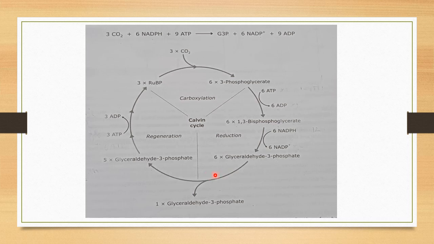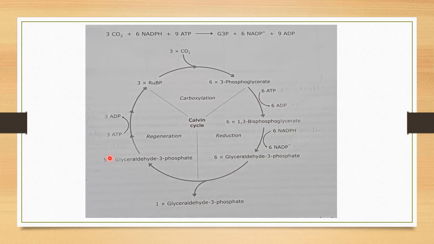After reduction, only 5 glyceraldehyde 3-phosphate will be left. Why? Because one molecule has already left the cycle. So now what will happen? The last step of Calvin cycle is regeneration. We have seen carboxylation, we have seen reduction. Now the last step of Calvin cycle is regeneration.